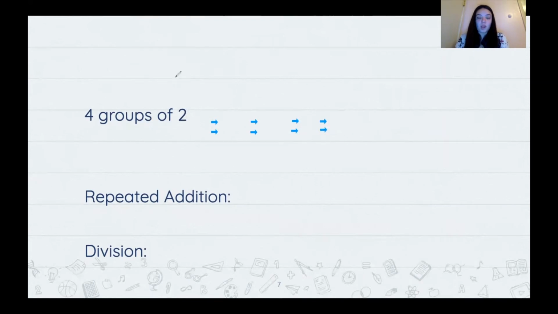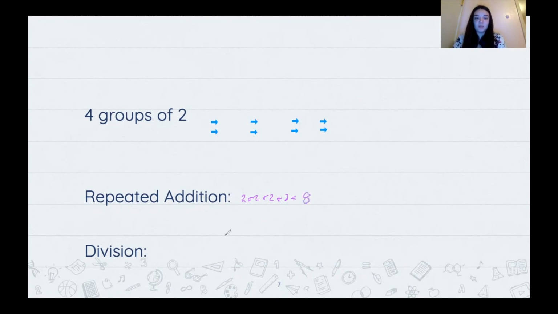I'm going to write my repeated addition problem. So it's going to be 2 plus 2 plus 2 plus 2. So now this is the tricky part. We want to solve this problem and get the total number that we have so we can write our division sentence. So you can either skip count up here with the array or you can add them all together. I'm going to skip count. So we have 2, 4, 6, and 8.